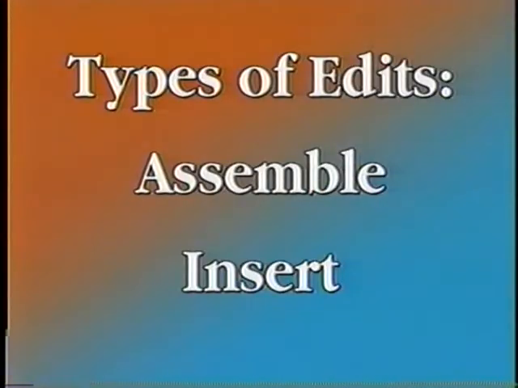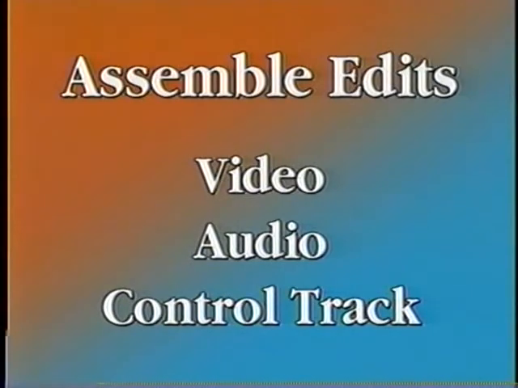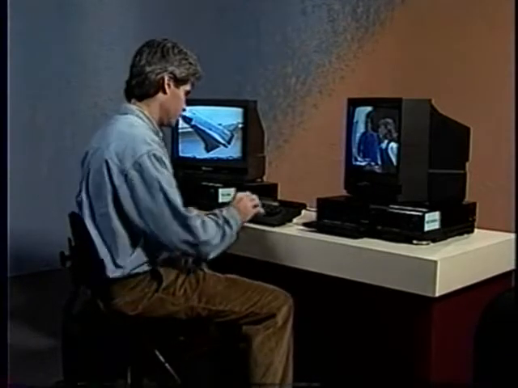There are two types of edits, assemble edits and insert edits. Assemble edits lay down video, audio, and a control track with each edit. Great, you say, you'll save a step and skip blacking your tape and edit in assemble all the time. Well, here's your problem. Say you've recorded a couple of scenes like I have here and you want to go back and make a change.